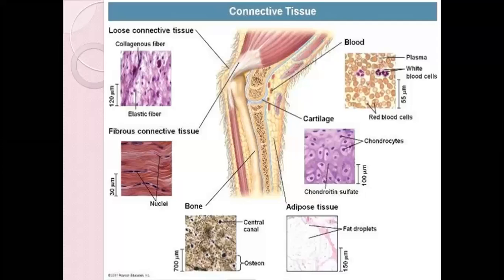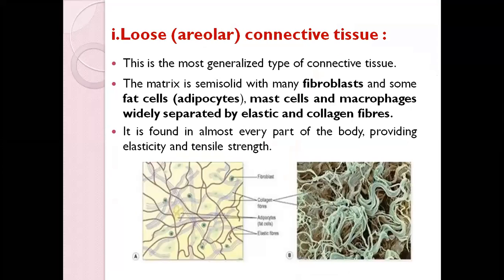So the first one is called loose connective tissue, or areolar tissue. Among all the types of connective tissue, this is the most commonly found. The matrix, as you can see from the diagram itself, is semi-solid and it contains fibroblasts. Fibroblasts, like I've said, are those cells which help in clotting and in repairing any injury. They are very important cells which really help during wound healing. If you have any injury or cut, these are the cells which really help in your wound healing.